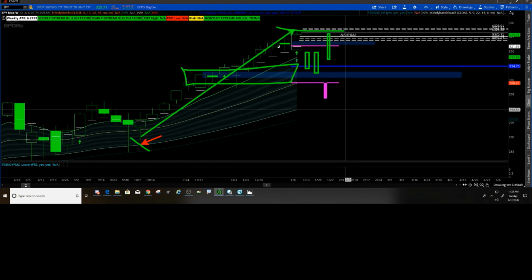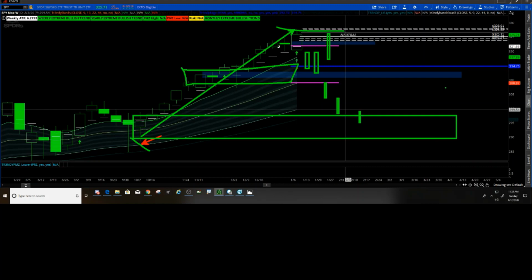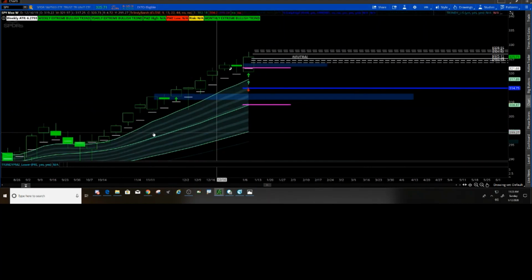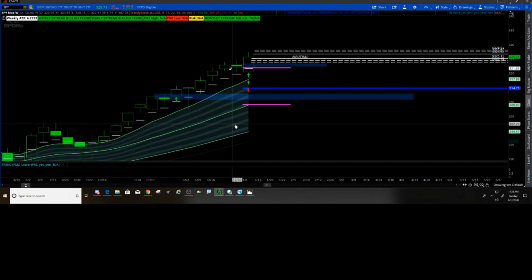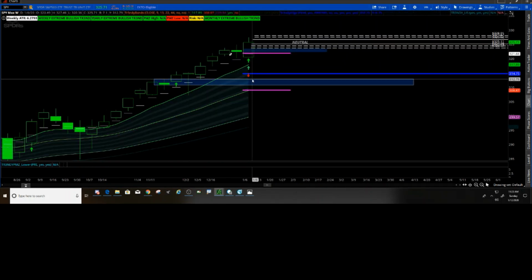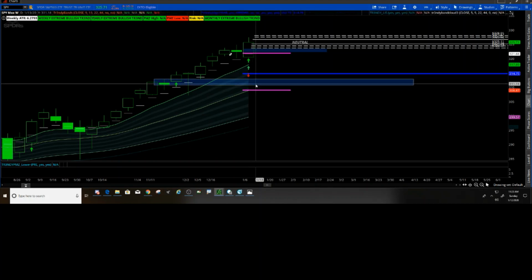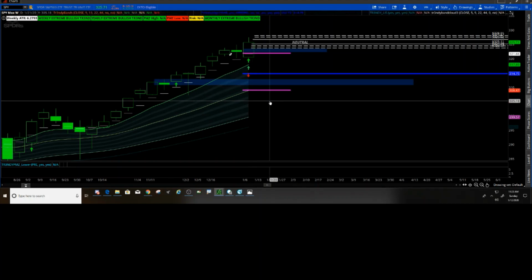If it were to break down here, we'd be looking at a move down into the origin of this move, roughly in this area. This is really important to understand so that if sometime in the near future we do have a substantial pullback, these are the areas I want you to remember. This area is going to be roughly around 314.75 into 307.